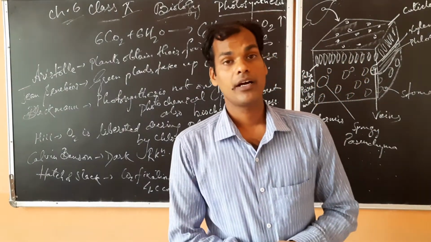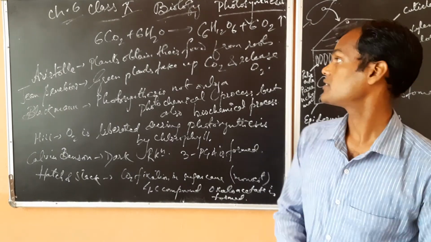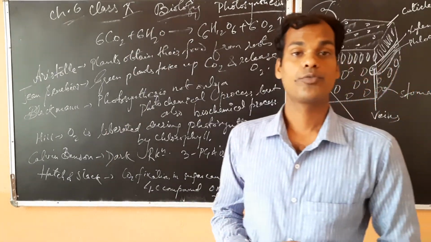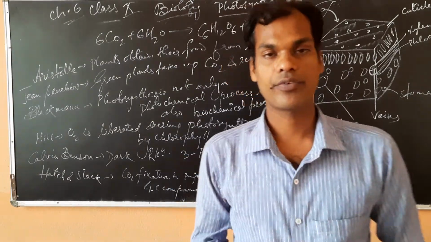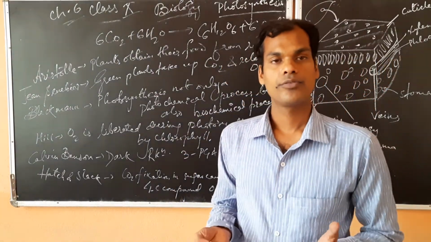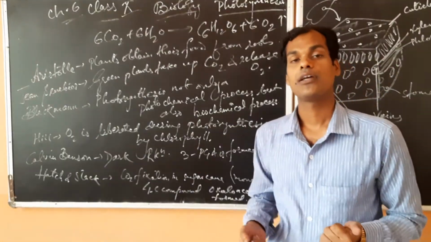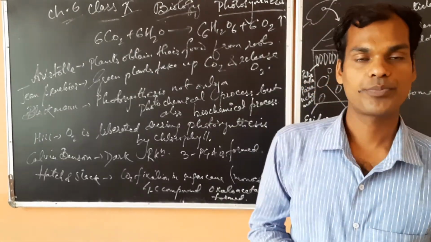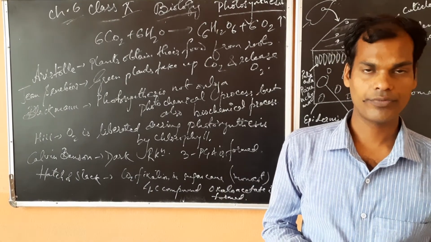Today I am here to start the new chapter, that is chapter number 6, photosynthesis. The word photosynthesis you are aware of from the 5th class itself, that it is the process by which the plants prepare their own food in the presence of sunlight.